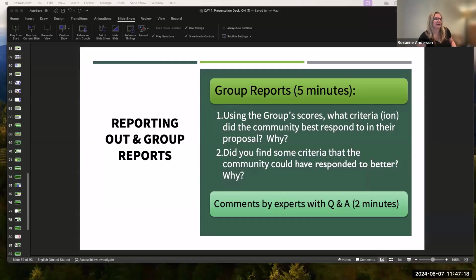Okay, I hope everybody selected someone to report out for your group. We're going to be using the group scores. You can either use the slide from the facilitator guide, or whoever is going to be reporting out can just go over that, but just let Dana know so she can make sure to unmute whoever it is. We're going to talk about if the community responded to the proposal the way that they needed to, if they got the amount of points and whatnot. So we should probably start with section 1.